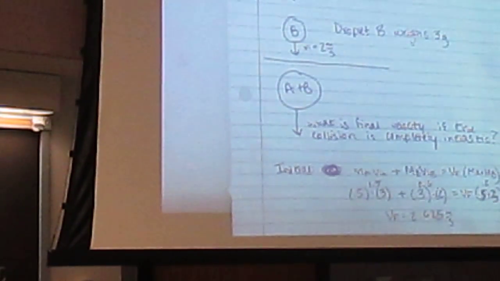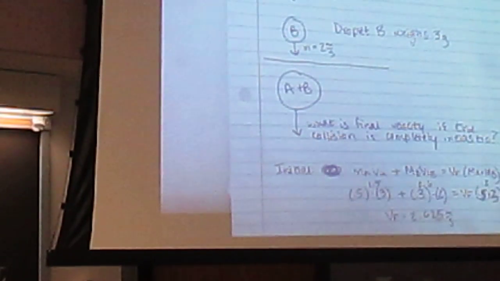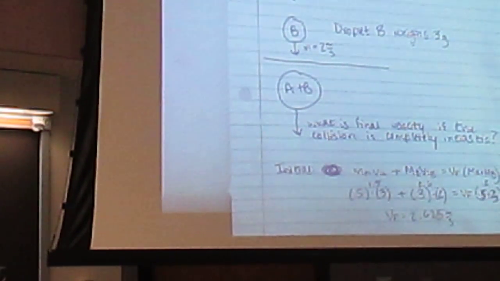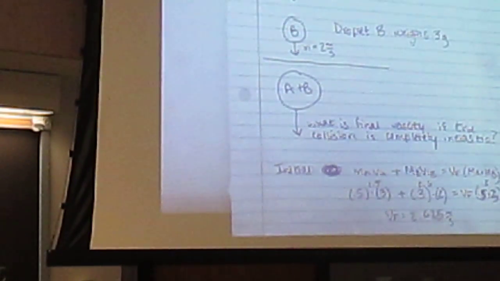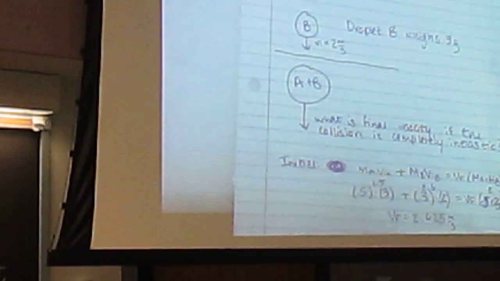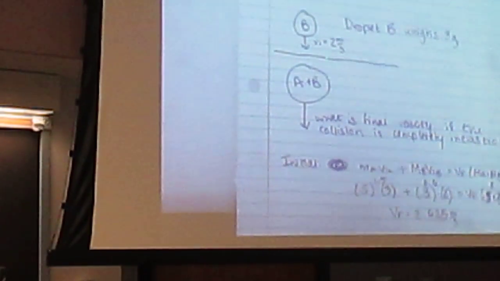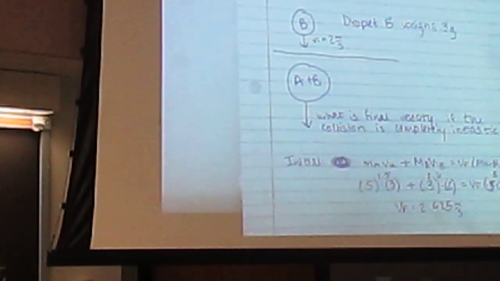Mine was just finding what the final velocity would be of 2 droplets of water if they're traveling along the same plane, and if the collision was completely inelastic. It's pretty simple. Everyone follow that? So one droplet hits another droplet, and they glom together.